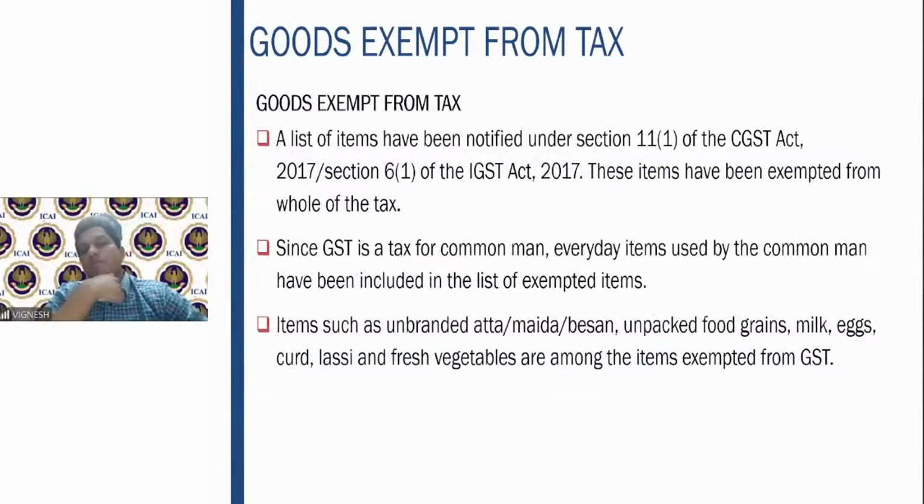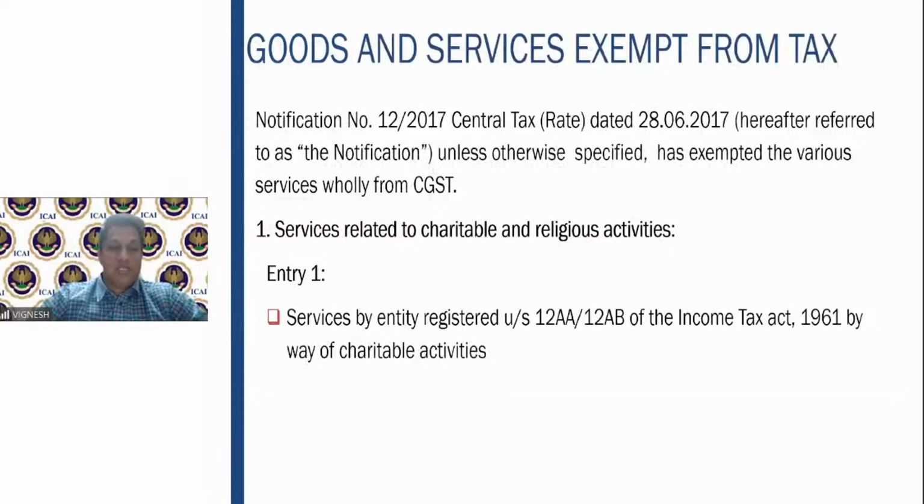So when it comes to goods, a list of items is given. Everyday items used by the common man are included in the list of exempted items, like unbranded atta, maida, besan, unpacked food grains, milk, eggs, curd, lassi, fresh vegetables, which are among the items exempt from GST. So now we come to the important part, that is the list of services which are exempt from GST. Please make a note of this.